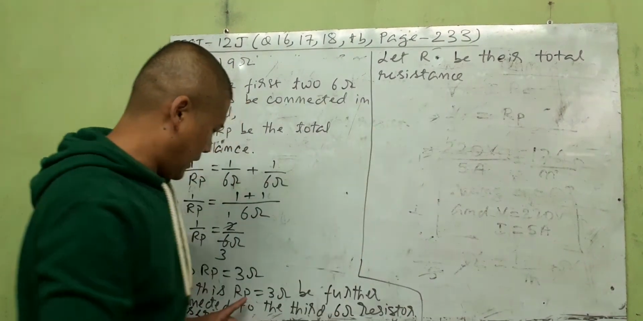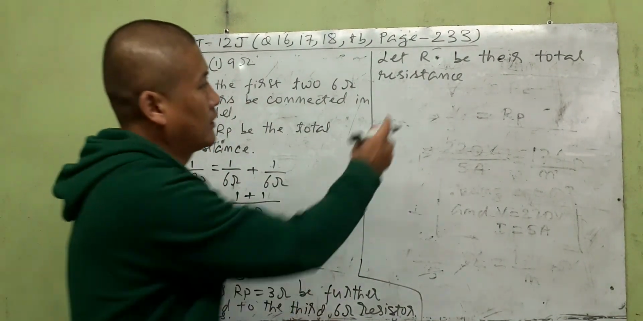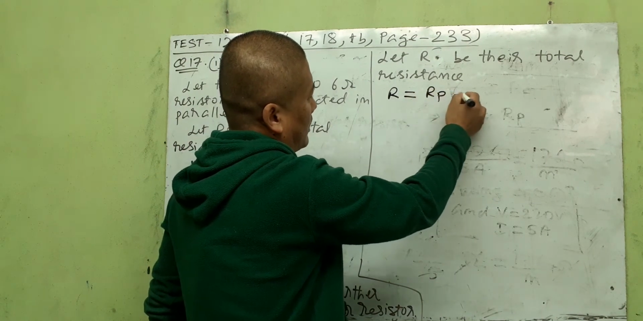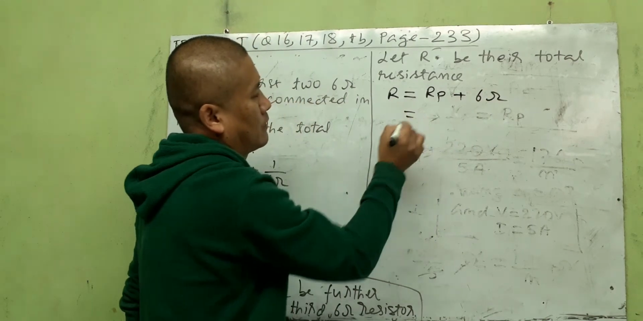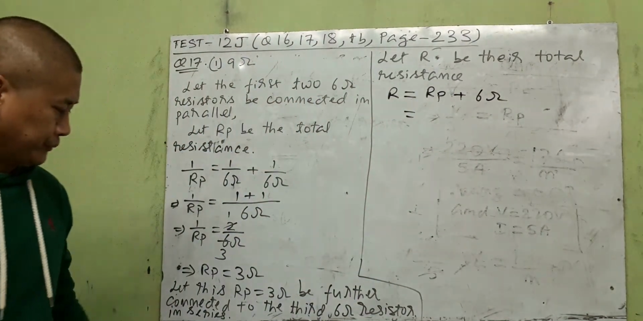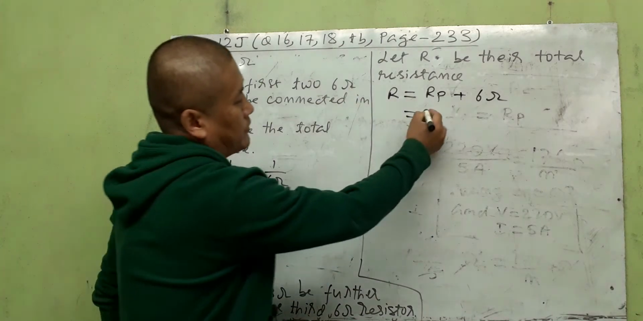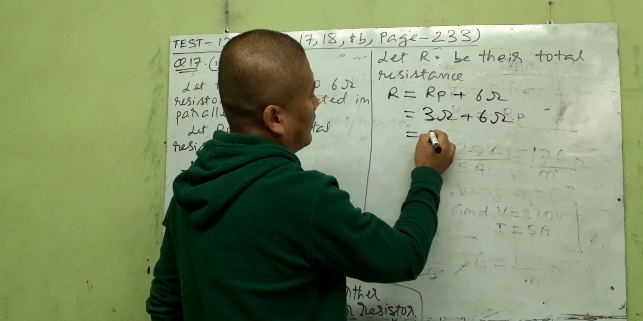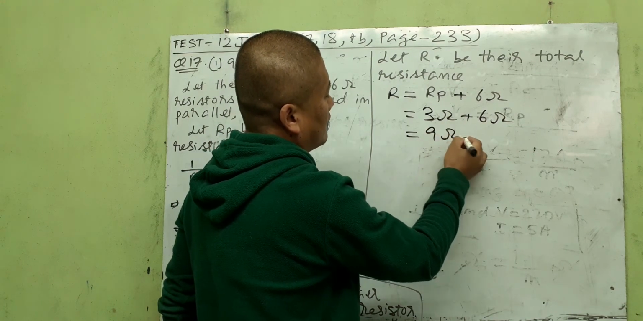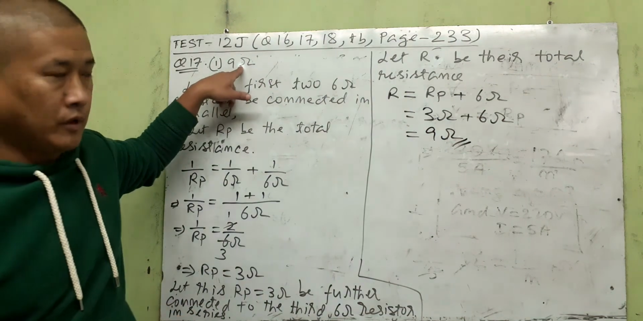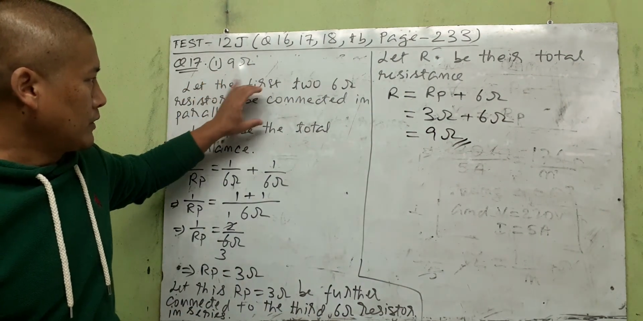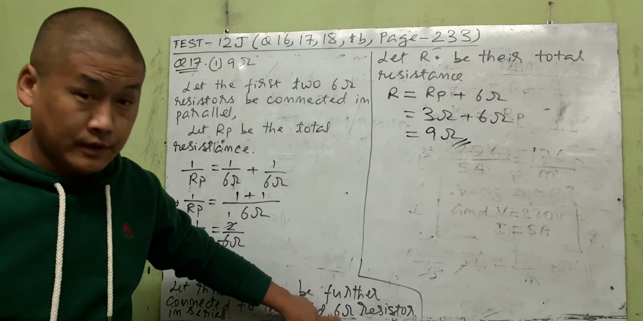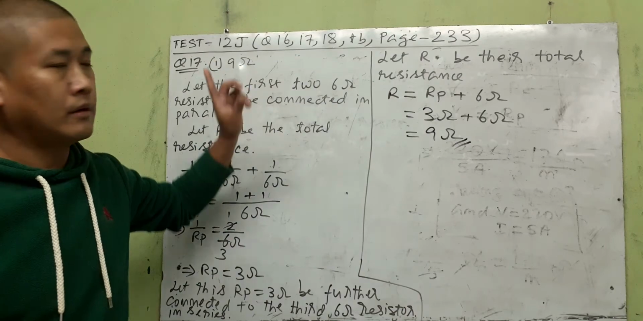Since this RP and this 6 are in series, the formula for total will be the first one, RP, plus the second one. This RP here is 3 ohms, so you can replace it by 3 ohms plus 6 ohms, which gives 9 ohms. So we're getting the required value. How to get the total 9 ohm? First two 6 ohm resistors connected in parallel, their total will come 3 ohms. That total connected to the third 6 ohm resistor in series, and you'll exactly get 9 ohms.